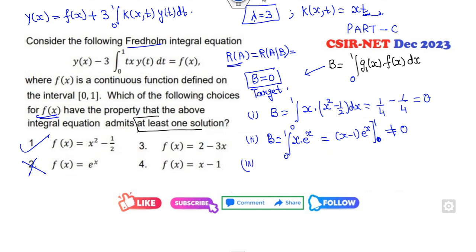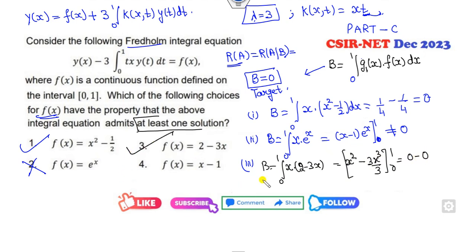Look at the third option. That means b will be the integral from 0 to 1 of x into (2 minus 3x). So it's 2x, it will be x square minus 3x square. So 3x square will be 3x cube over 3 from 0 to 1. So it's 1 minus 1, which is 0, the correct answer. Look at the fourth option. It's x into x minus 1, integration gives x cube over 3 minus x square over 2, which is non-zero. So the correct options are A and C for this problem.